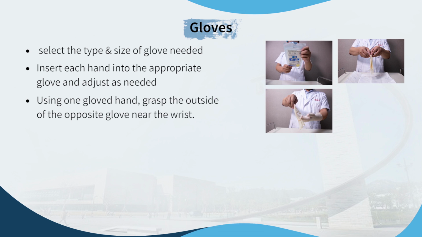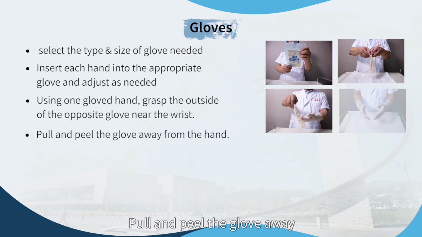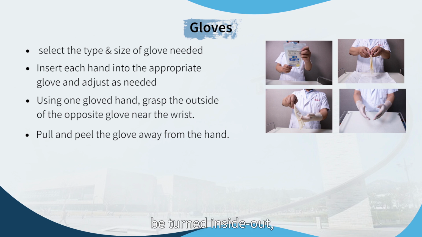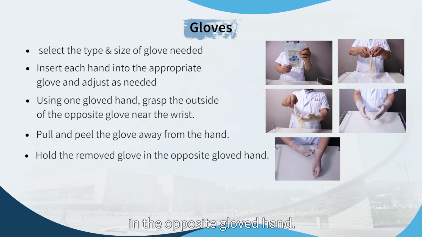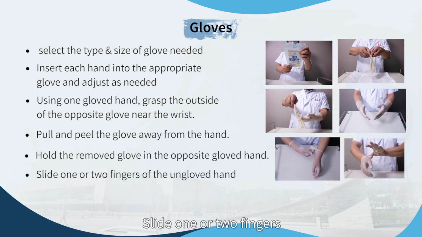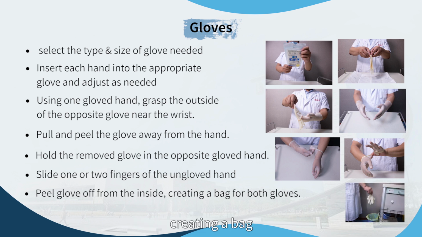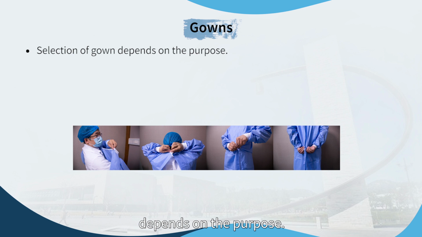Using one gloved hand, grasp the outside of the opposite glove near the wrist. Pull and peel the glove away from the hand. The glove should now be turned inside out, with the contaminated side now on the inside. Hold the removed glove in the opposite gloved hand. Slide one or two fingers of the ungloved hand under the wrist of the remaining glove. Peel the glove off from the inside, creating a bag for both gloves. Discard in a waste container.